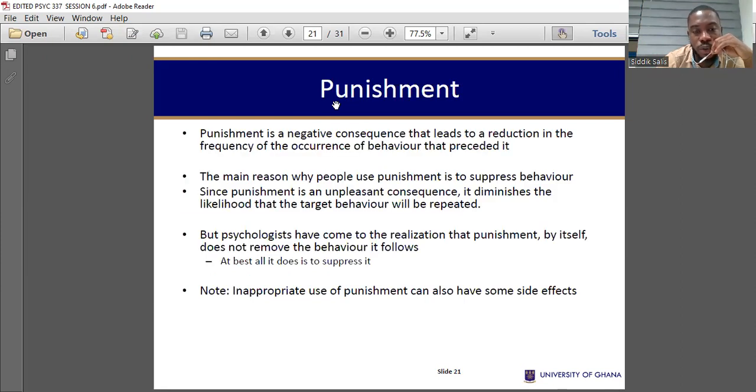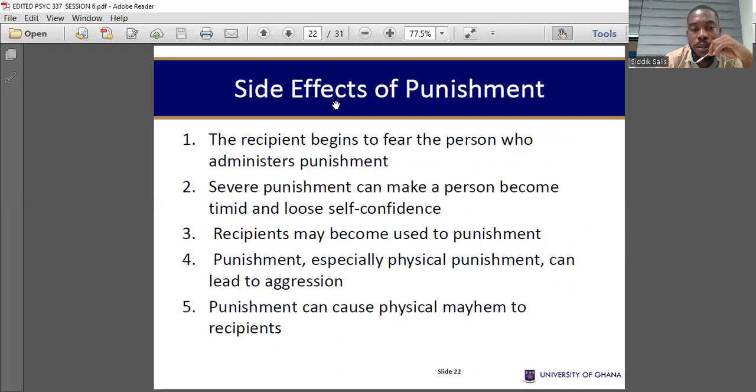Punishment. This one I wish you read them yourself. We talk about punishment, right? So punishment we use it to weaken undesired behaviors or to discourage undesired or inappropriate behaviors. Okay. So side effects of punishment. This one too you can read on your own and you will understand. The recipient begins to fear the person who administers punishment. So if you are punishing someone and you continue to do that, the person is going to develop fear towards you.